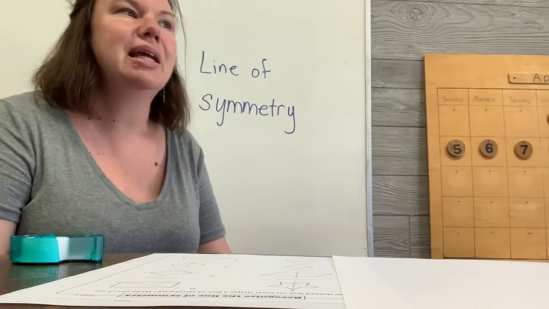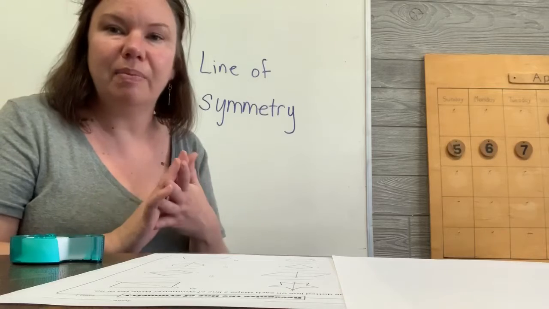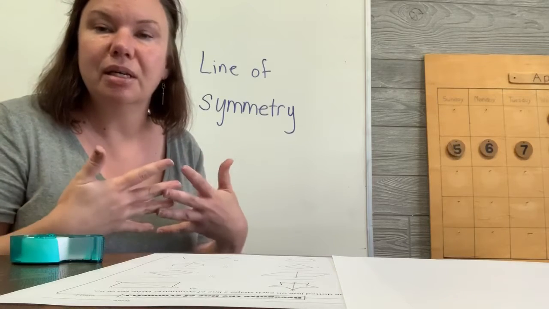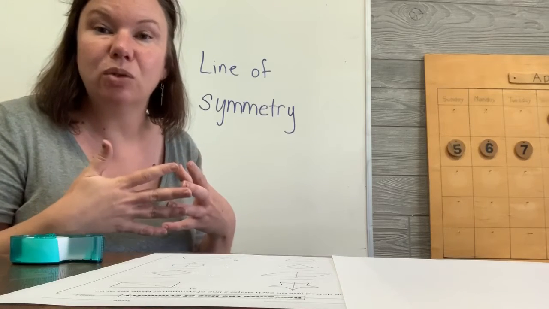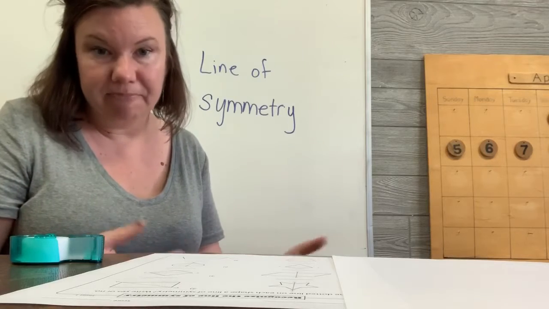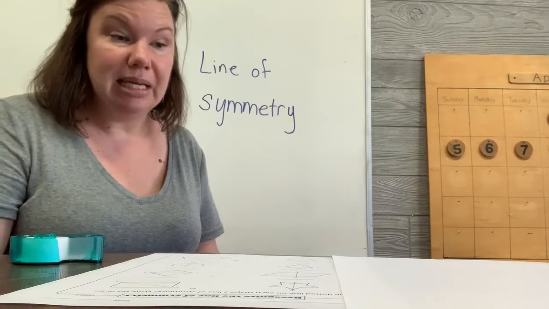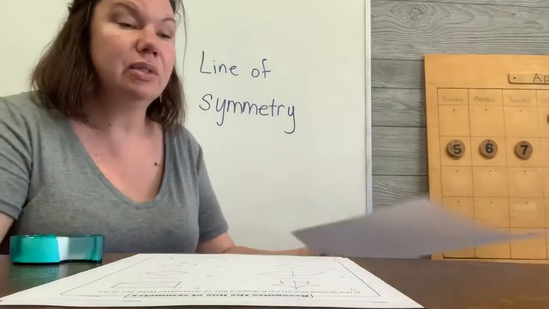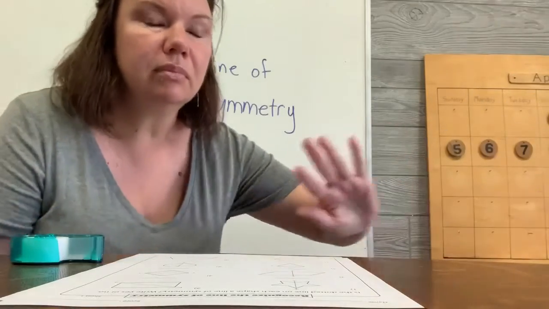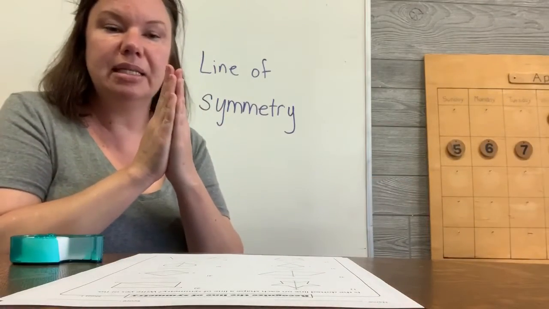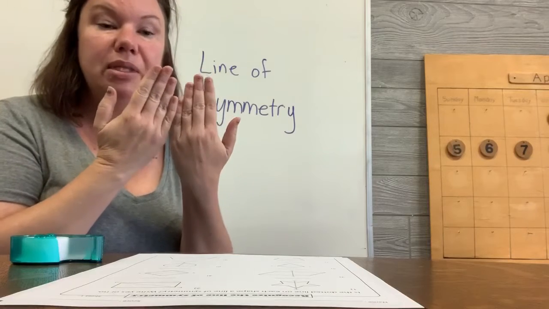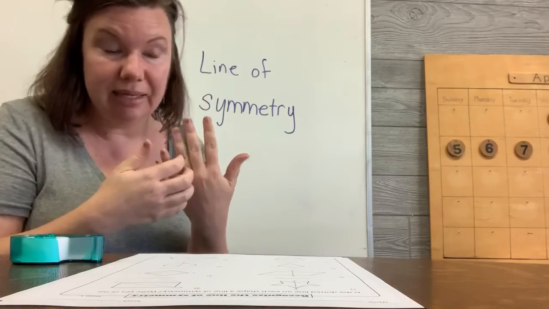Think about that a minute. Symmetry, or we talk about shape, or talk about something being symmetrical. What do we mean by that? What we mean is that this is going to be something that is the same on both sides of that line of symmetry.